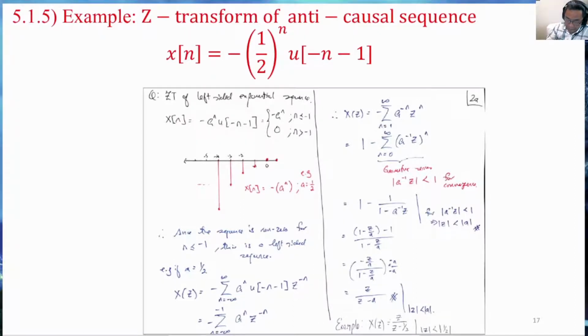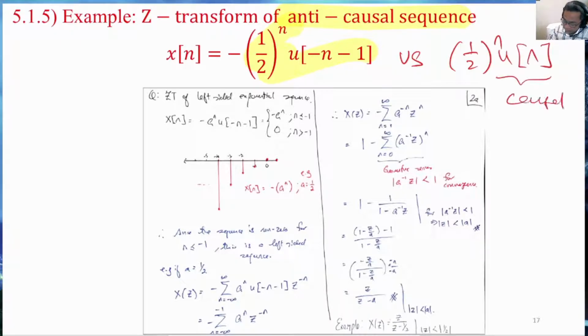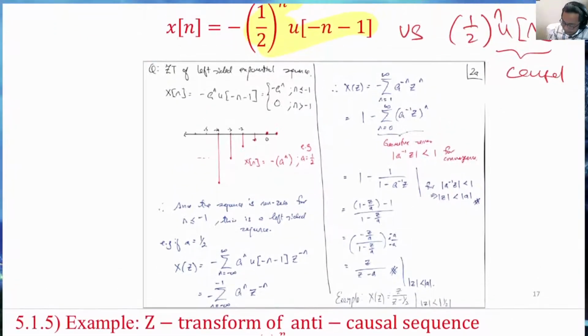These slides begin the introduction of anti-causal sequence. In this particular case, we examine this, and we want you to remember that we have examined a very similar sequence that looks like this, where this is the causal sequence, and this has a Z-transform that looks like this. For example, if we have Z over Z minus half.